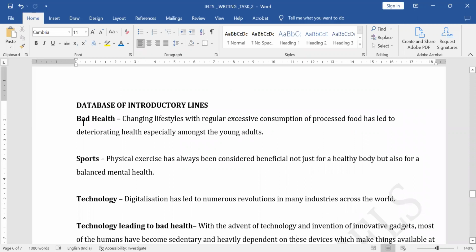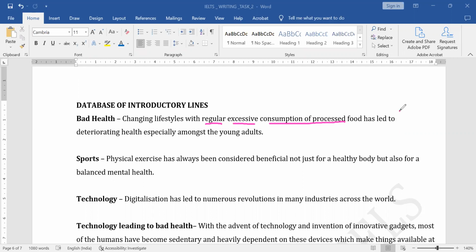For example, bad health. There will be topics which are argumentative, where there's a debate. And especially health, there will be nothing positive that health is improving. There will be some problems regarding health. So bad health, changing lifestyles with regular, see the word, regular as well as excessive. Not expensive, excessive. Regular excessive consumption of processed food, or excessive consumption of processed food regularly. You can also use it, but then you can't use it in this structure.